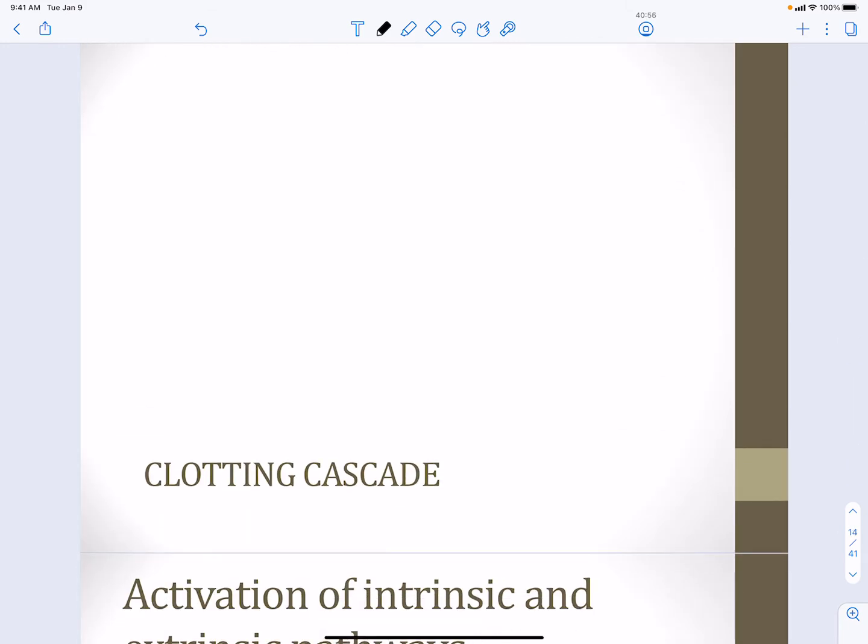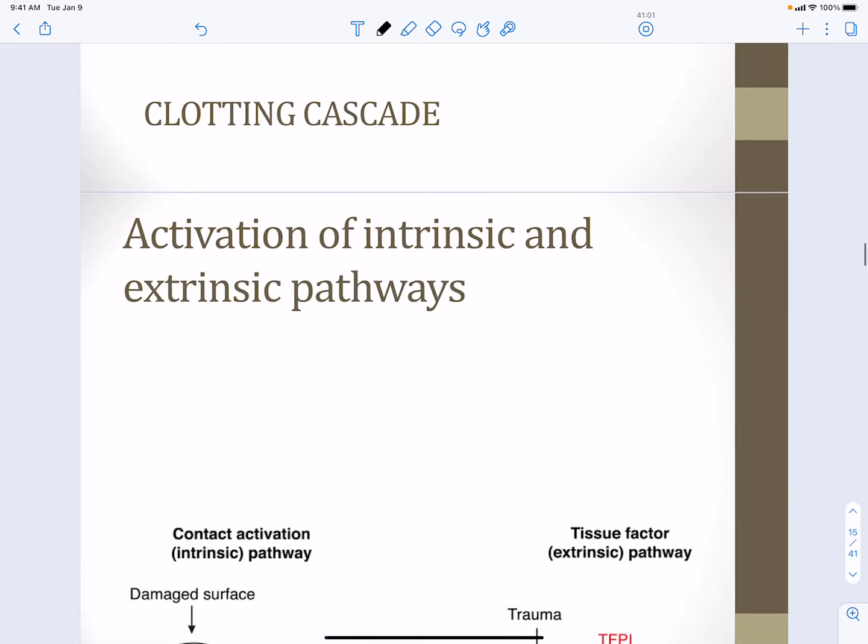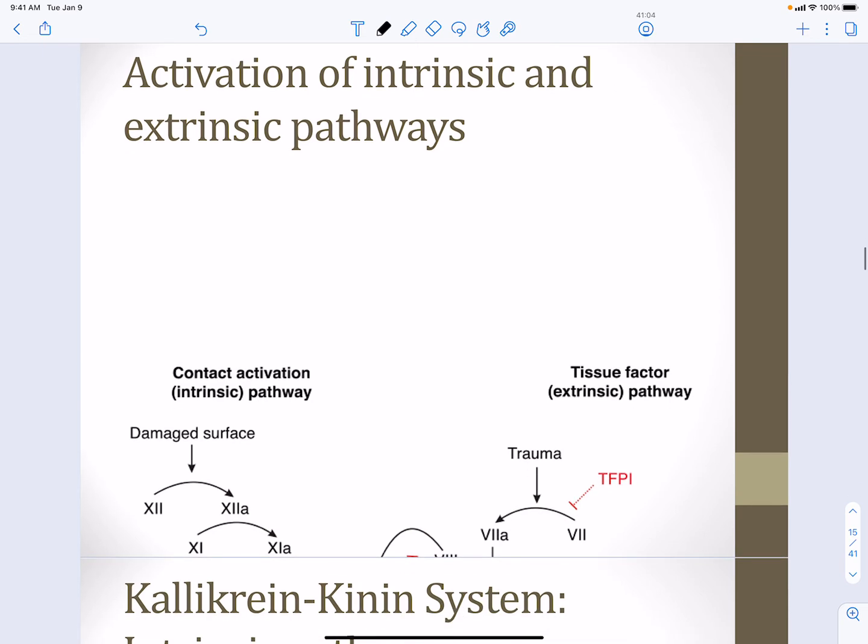Okay, so now we're going to start talking about our clotting cascade. And so what we have to discuss here is the activation of the intrinsic and extrinsic pathways. So basically, when you have contact between your blood and the exposed matrix, the exposed matrix has negatively charged surfaces. And so this negatively charged surface is going to trigger the clotting cascade.